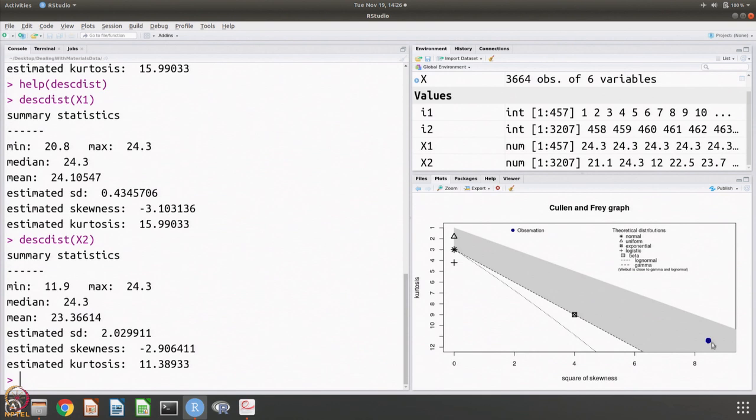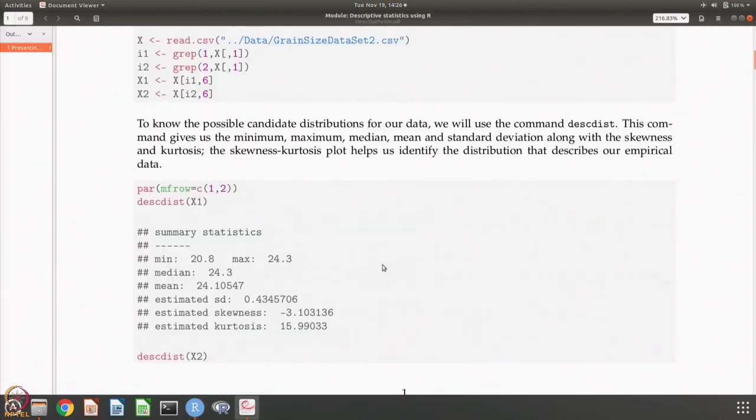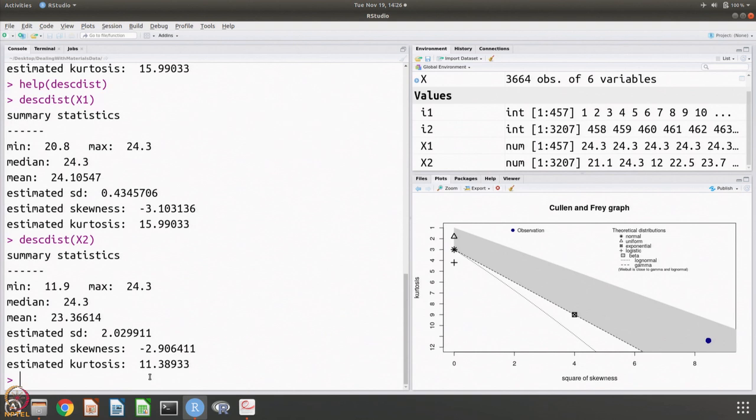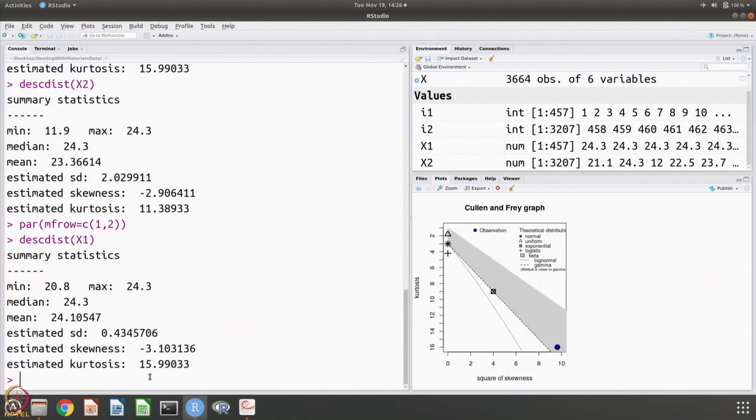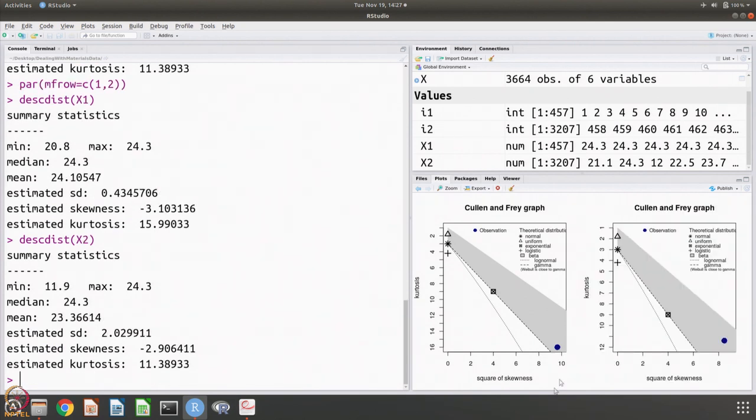So, we notice that our data again falls in the beta distribution regime, but it is different from the earlier one. We can also try to get them both in the same figure by doing this. That will make life easy for us to compare. So, you can see that this goes to this point, and these values are different. This is somewhere about 16 and this is somewhere about 11 point something. And in terms of the square of skewness, this is somewhere near 10 and this is less than 9. But in both cases, it falls in this band, which is for beta distribution.